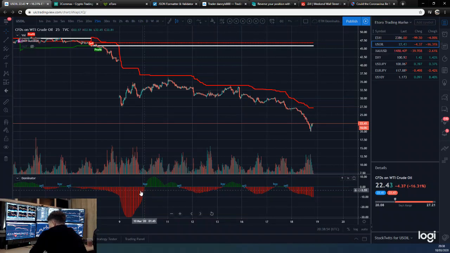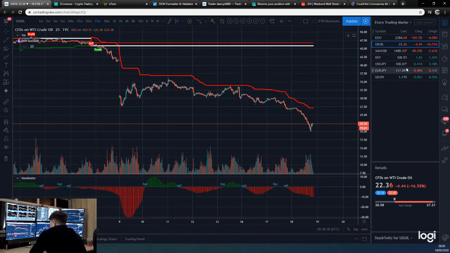So you can see how the Dominator indicator has helped us get some really good trades in this oil move. If you were just using this one indicator on the bottom, doing what it told you, buy, sell, buy and sell at the appropriate times, and then taking profit at appropriate levels, you would have made a lot of money during March using this indicator.